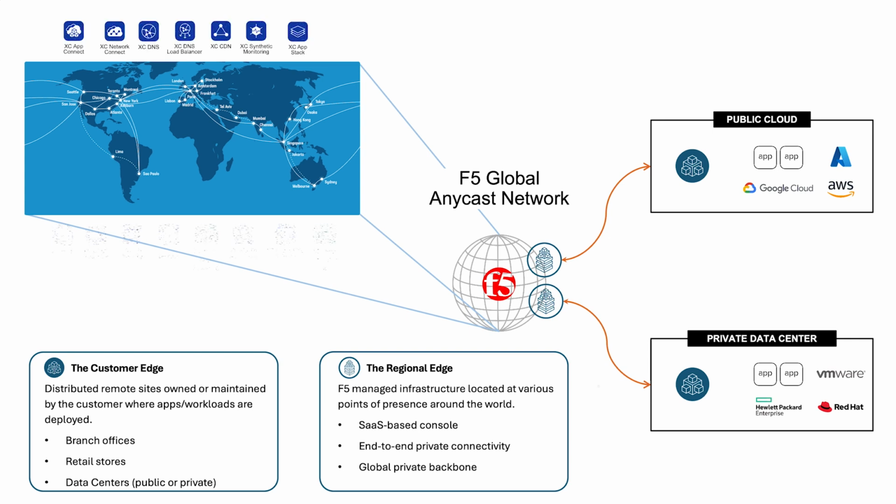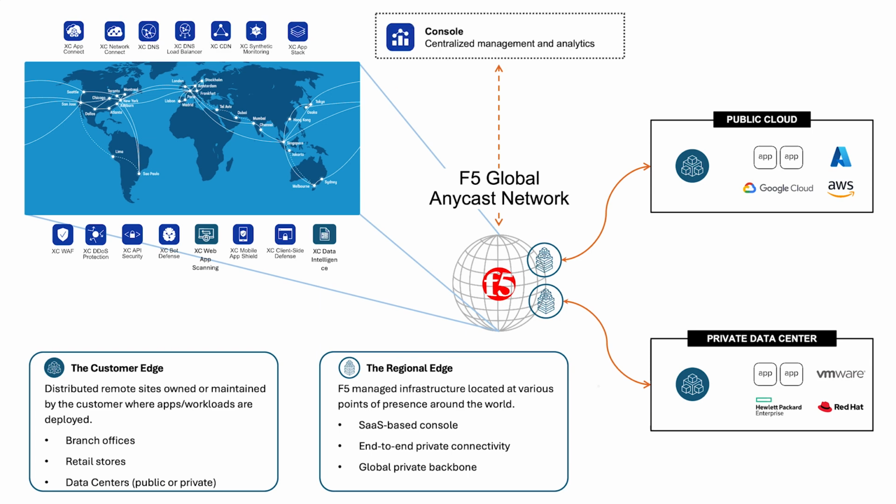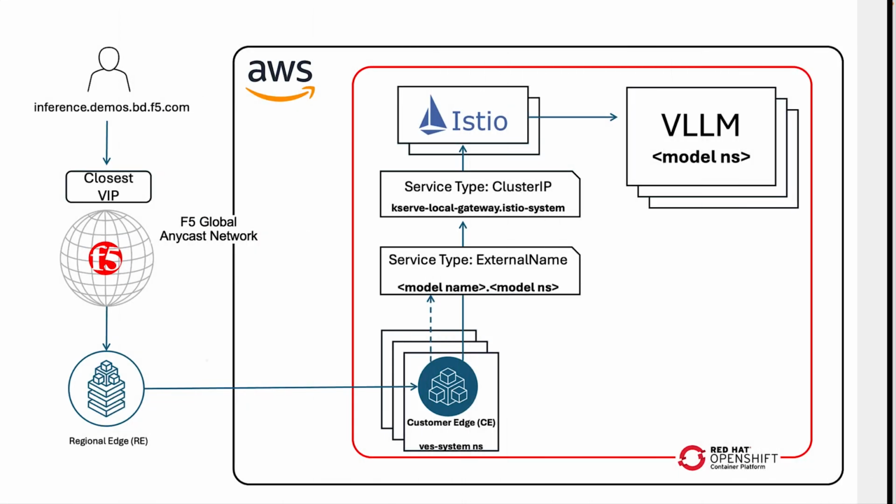F5 Distributed Cloud also provides application management and security, including API protection, bot defense, and layer 7 distributed denial of service protection, very much needed for AI inference models. All this happens automatically and is managed with a centralized SaaS console. Next, we are going to see in more detail how this works.